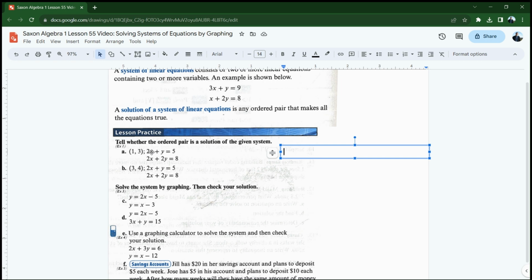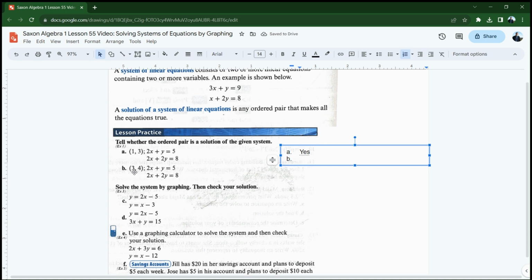2 times 1 is 2, plus 3 is 5. 2 times 1 is 2, plus 6 is 8. Yes. So letter A, the answer is yes, the ordered pair is a solution. It works to solve both equations.